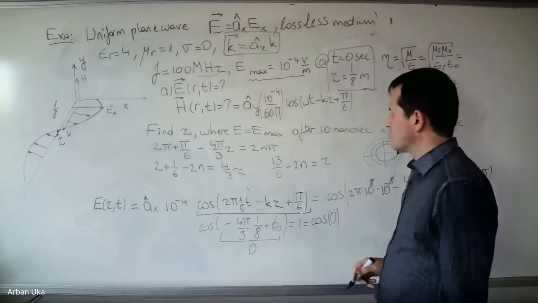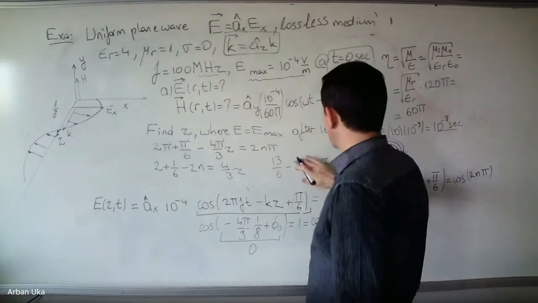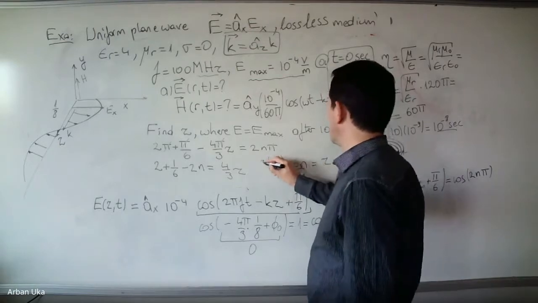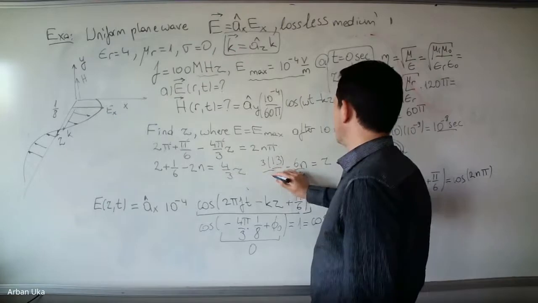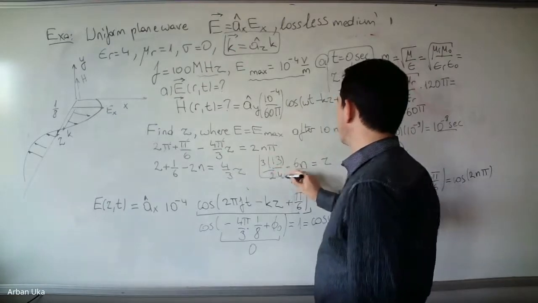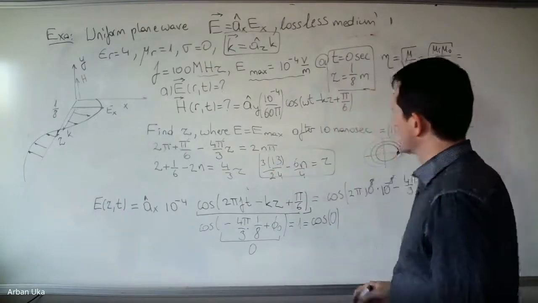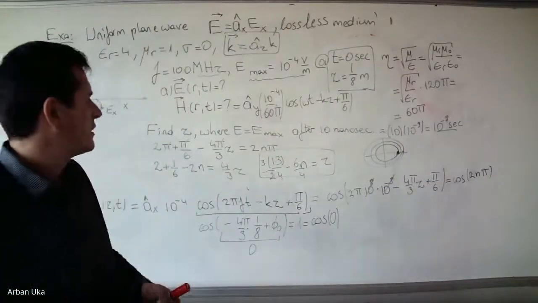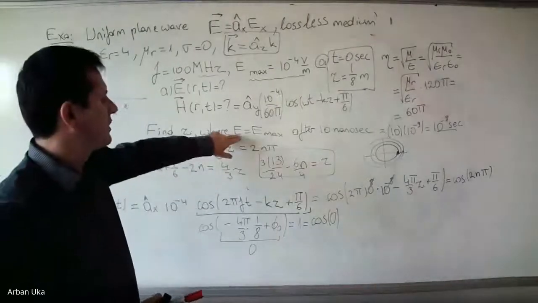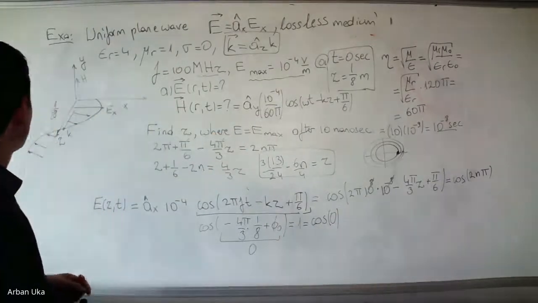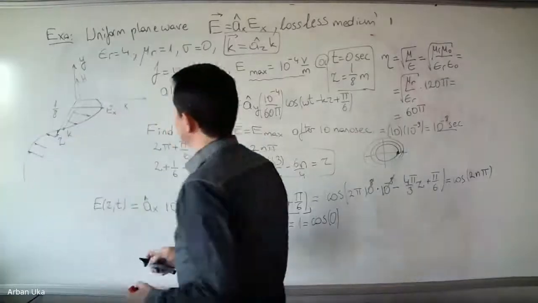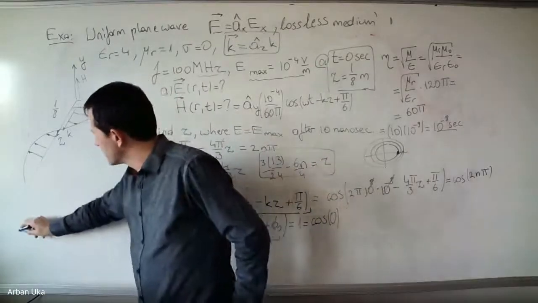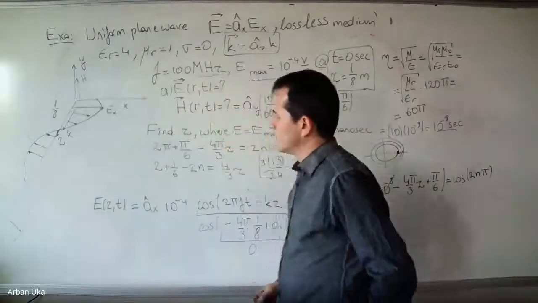So we make this 6 over 4, 3 here, 24. So I guess here we have a series of possible values of z where the electric field would be a maximum after 10 nanoseconds. So in principle, after some time, we are asking to find these locations. So we're going to find this one, then, sorry, we don't have much space here, this one, and so on.